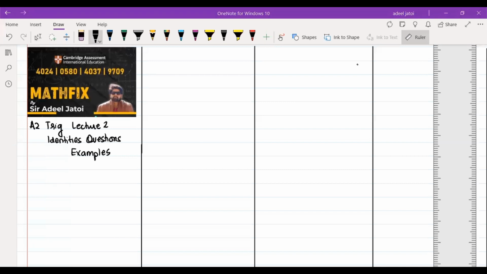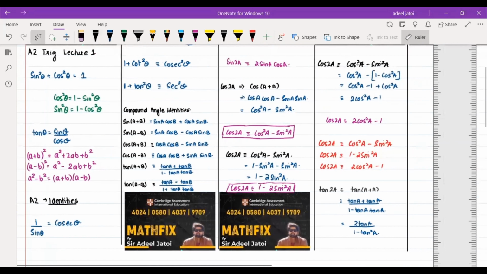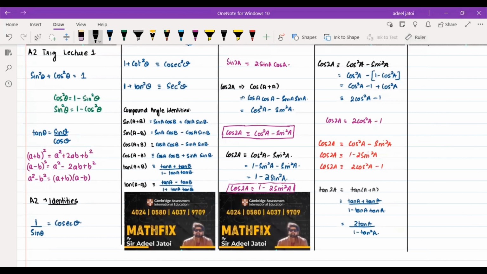Okay, we are starting off with A2 Trigonometry, Lecture 2. We have already covered Lecture 1 with all the identities in the last class. A2 Trigonometry Lecture 1 included the identities, and we went through them up to 10 to A. So let's end the four remaining identities that you should be knowing before we start off with identity example questions.